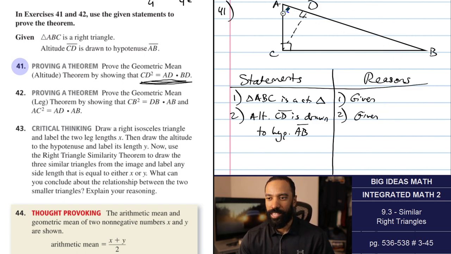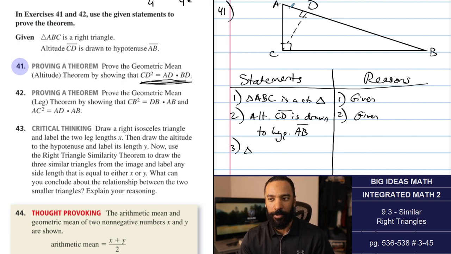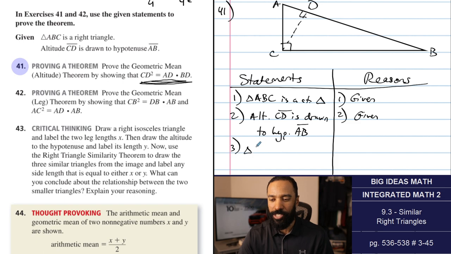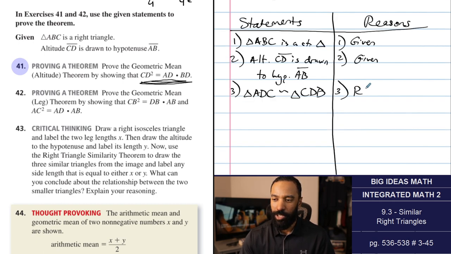Now I'm just going to go ahead and say the two triangles are similar by the right triangle similarity theorem. It's one that we mentioned before. So I'm going to say triangle, now what two triangles are similar? Let's go across the short and long leg of the small, ADC. Triangle ADC is similar to, let's go across the short and long leg of the medium, CDB. Triangle CDB. That is the right triangle similarity theorem, I believe we called it. Right triangle similarity theorem, all abbreviated.